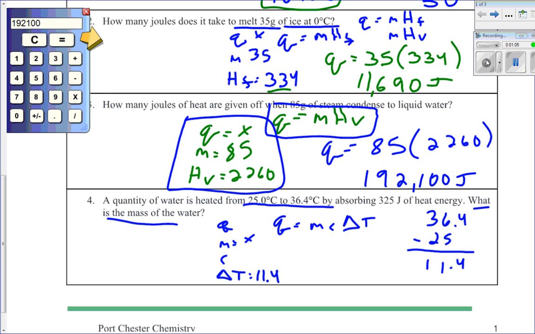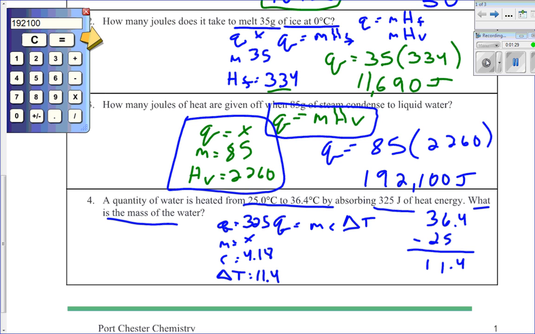and we're talking about water, so once again you can look up the specific heat capacity on reference table page 1, and we're finding 4.118. And now Q, it says by absorbing 325 joules of heat energy. So there you go with Q. So we have 325 joules.